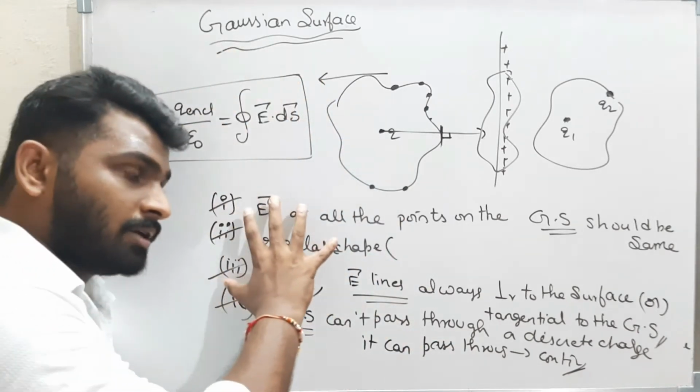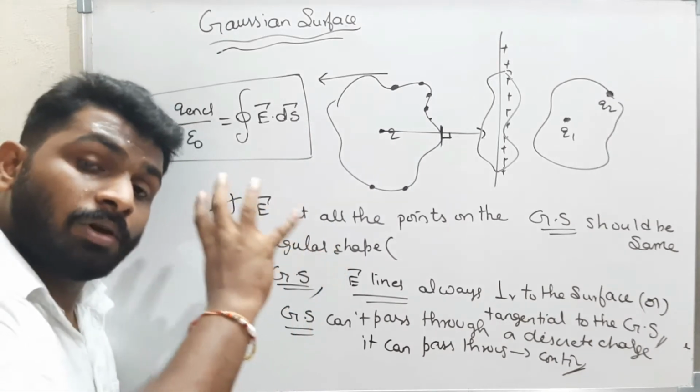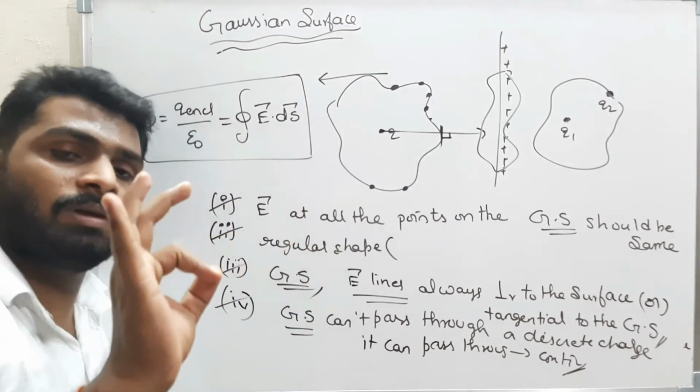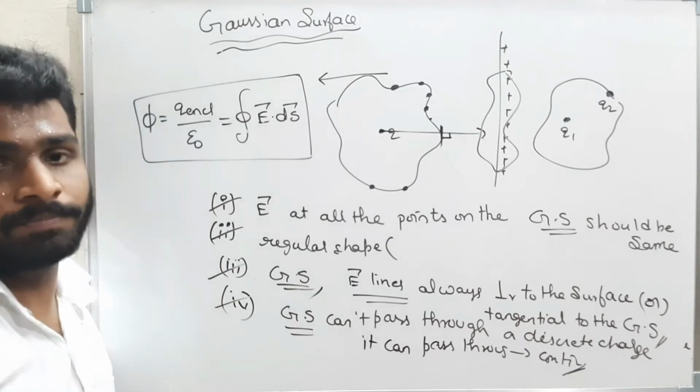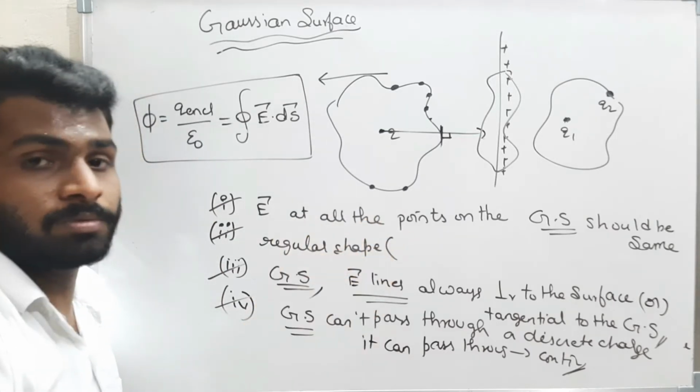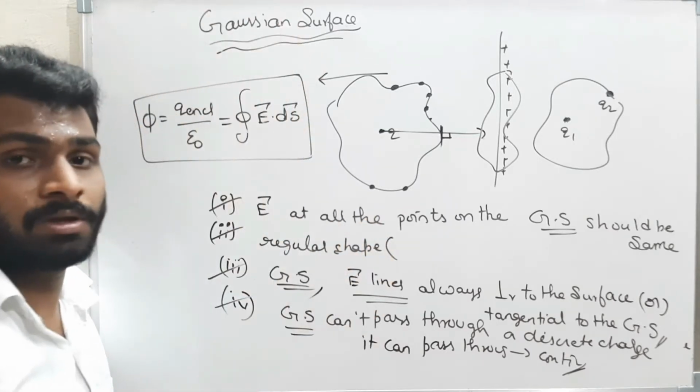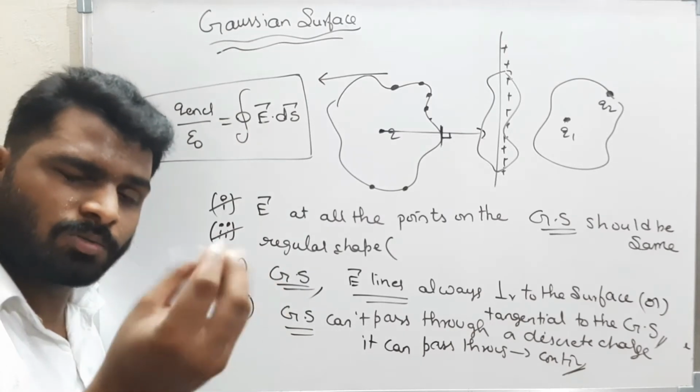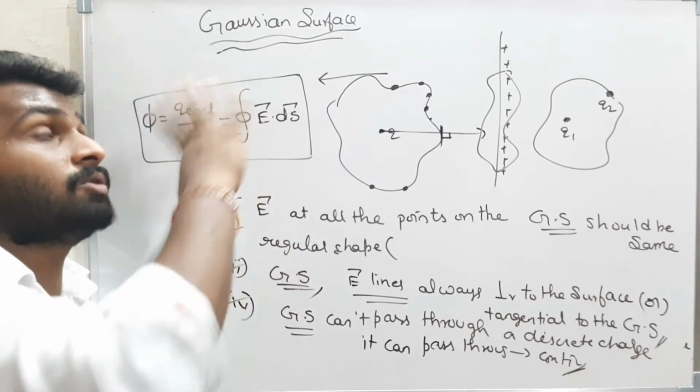Now, if you didn't understand anything, don't worry. When you are solving the problems, everything will be understood clearly. At least you have to solve 1 or 2 problems. Then only you will understand what the Gaussian surface is. Okay, now we will see 1 or 2 small problems. Then you will get clarity on this Gaussian surface.